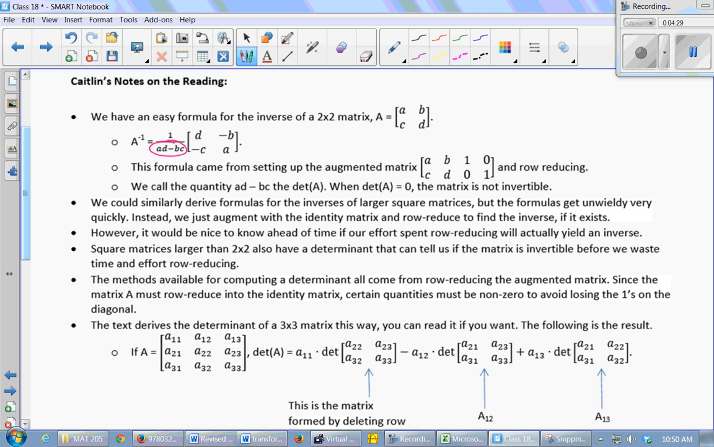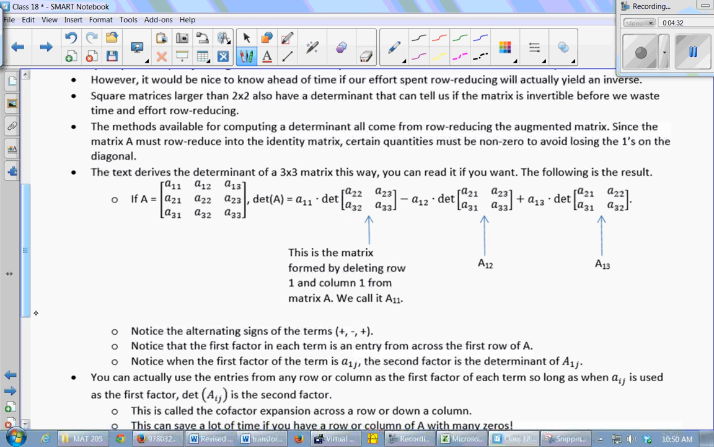So the methods available for computing determinants all come from row reducing the augmented matrix. Because the matrix A has to row reduce into the identity matrix, certain quantities have to be non-zero to avoid losing those ones on the diagonal. Those things can't ever become zeros. So when you're doing your row reducing, certain things have to not be 0 in order to not knock out those ones. The text actually derives this for a 3 by 3 matrix. It does the row reducing and shows you what quantity has to be non-zero. This is the result. I won't derive it for you. You can read it if you want.